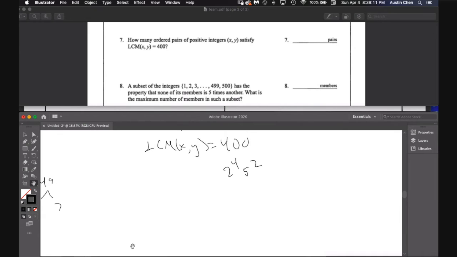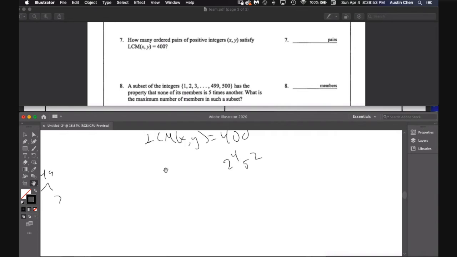Now, if you remember about the LCM stuff that we just talked about, each of the prime factors of our LCM result was a copy from one of the numbers, right? So the 2 to the 4 has to come fully from either x or y. Either x has to have 2 to the 4 or y has to have 2 to the 4. Basically, one of them needs to have 2 to the 4, right?